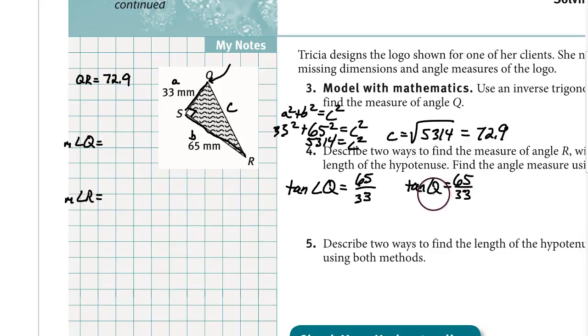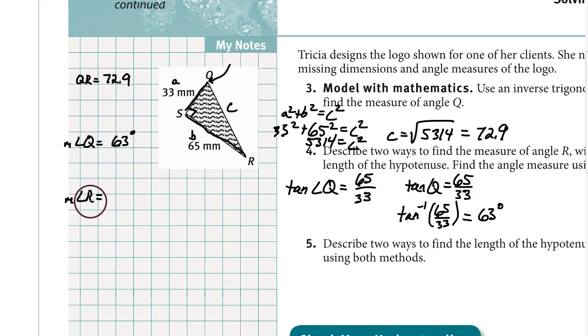How can we solve for Q? We want to remove the word tangent. That's called tangent inverse. So we're going to take the inverse tangent of 65 over 33. Please type that in on the calculator and push enter. This turns out to be about 63 degrees. We just figured out angle Q was 63 degrees.